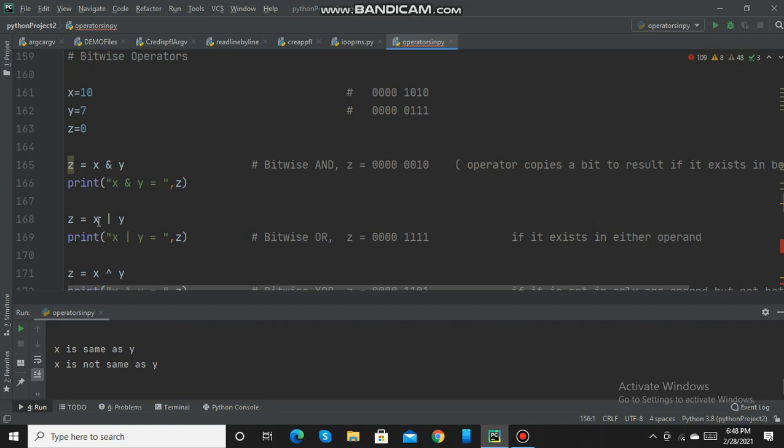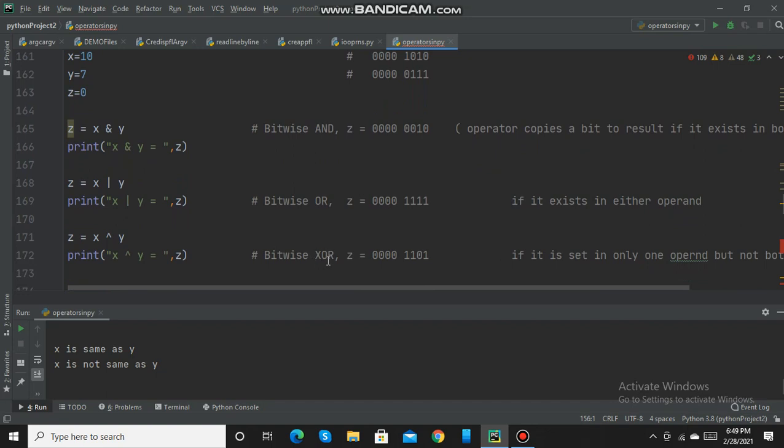Now x or y, the result of that is stored in z. So when we are using this bitwise OR operator, the bit will be copied if it exists in either of the operands. So 1 is present here, so it will copy here. Again 1 is present here, either of the operands, if it is present, it will copy. Here also 1 is present, it is copying here. So the result of x or y is 0, 0, 0, 0, 1, 1, 1, 1.